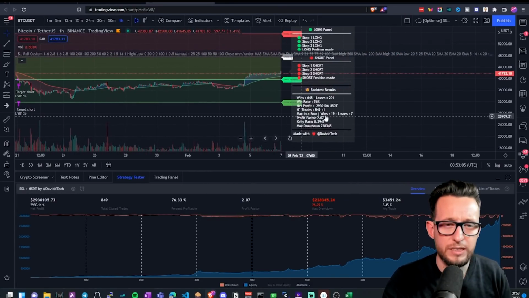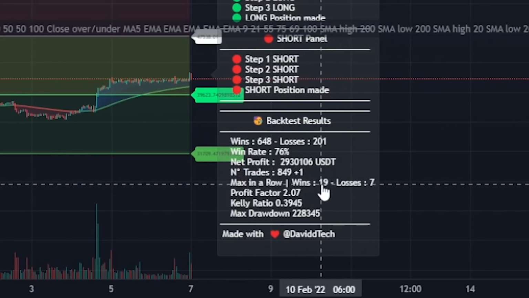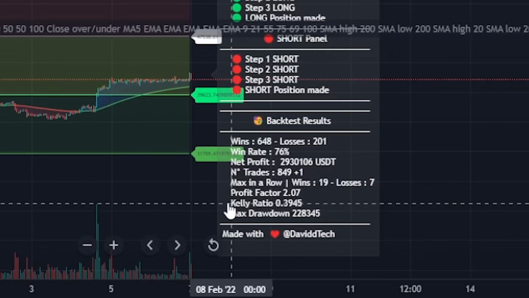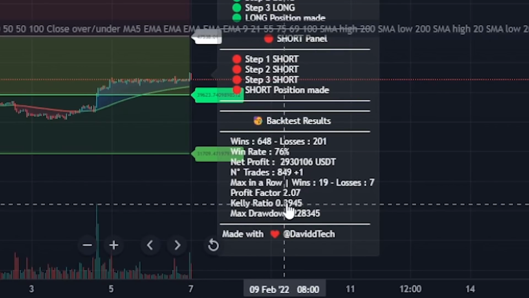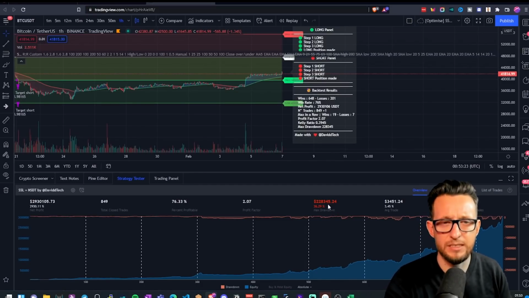Let's have a look at some more detail over here. We have our max wins in a row was 19, max losses was 7. As I said, we have a Calmar ratio of 0.3, and the equity curve looks quite good here. We do have a max drawdown of 26%.